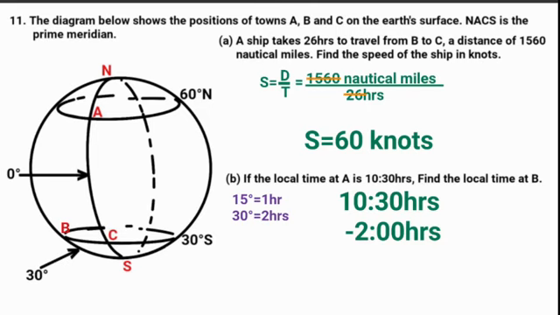So when we subtract 2 hours from 10:30 hours, it gives us 8:30 hours. This is the time of town B. So the time at town B is 08:30 hours. Basically that's what you are supposed to do. Let's go to the next question.